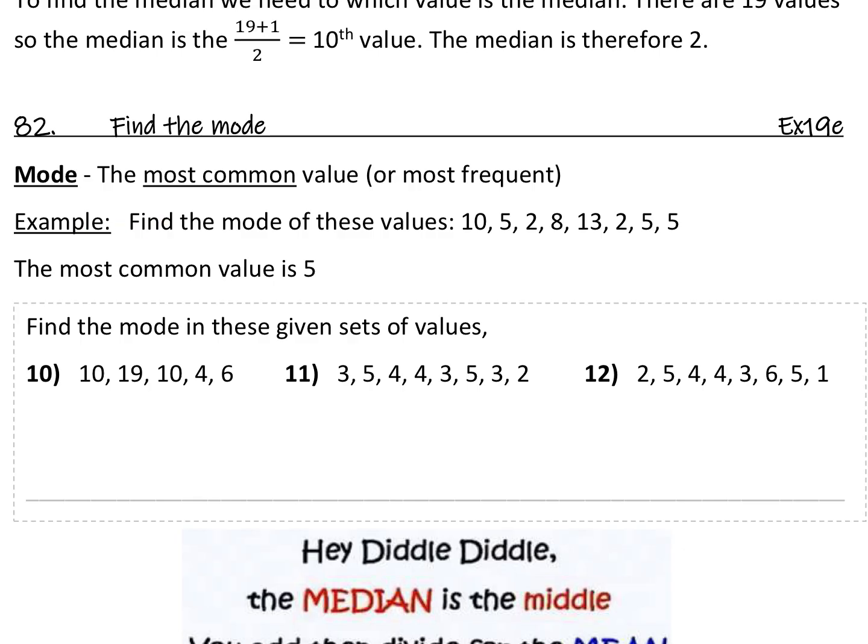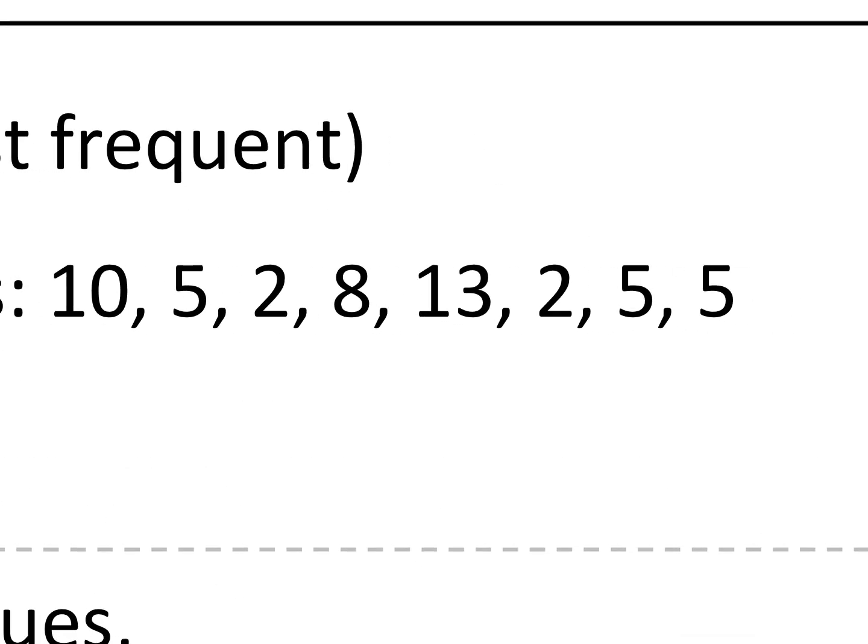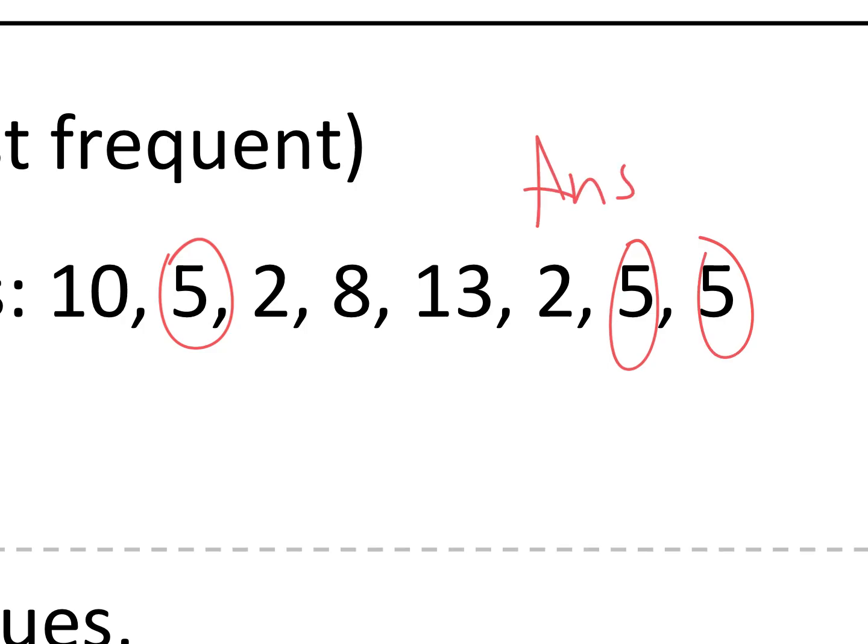So for example, if you have to find the mode of these values, you just look out for the one which occurs the most. So you can see there we've got a lot of 5s. So your answer is that the mode is 5.